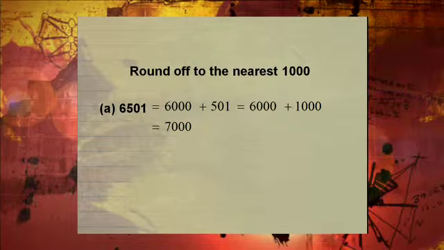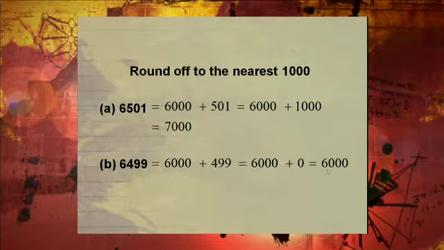6501. Obviously, if we're too quick, you can go like 7,000. 6,501 to the nearest thousand is 7,000. If you look at that, you don't have to look at my split out there. 6499, less than 500, stays 6,000 if you're rounding this off.